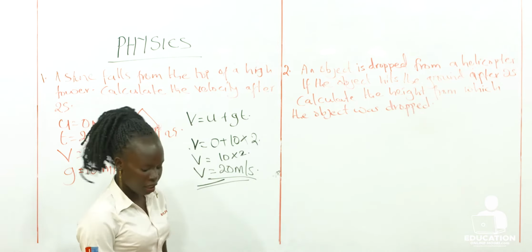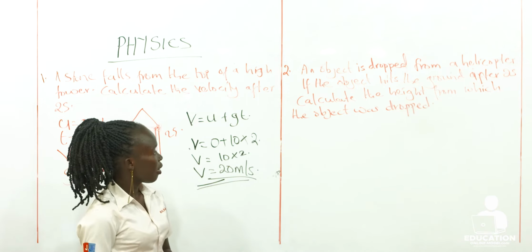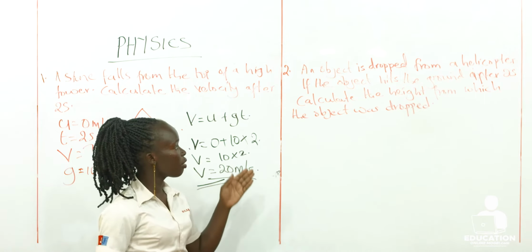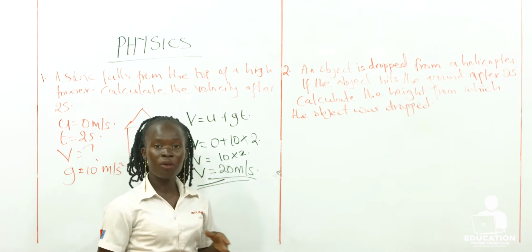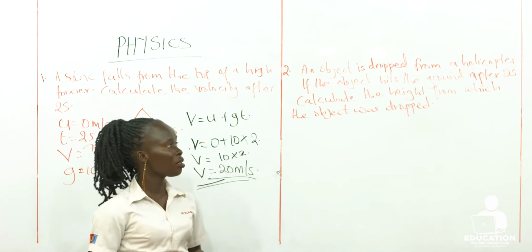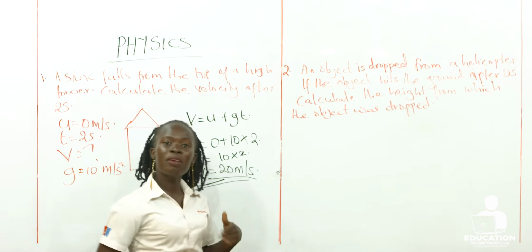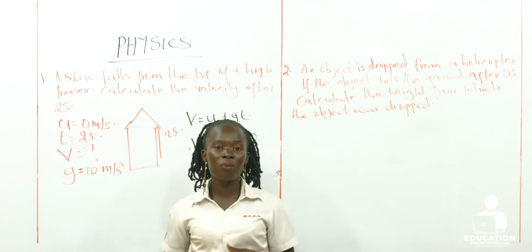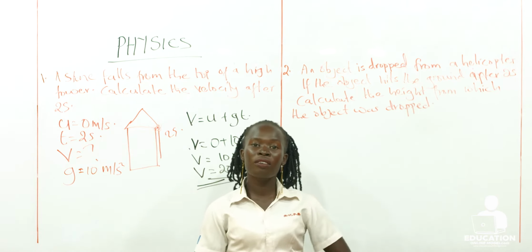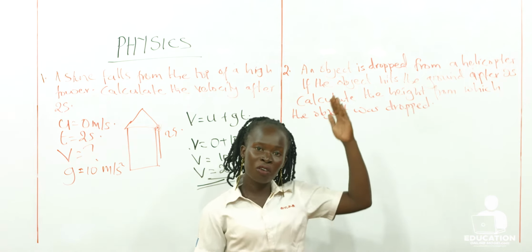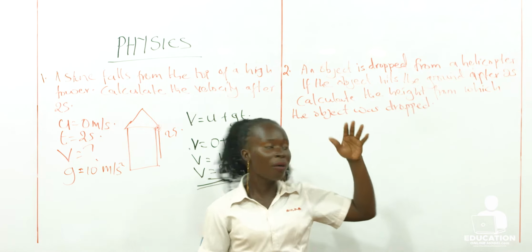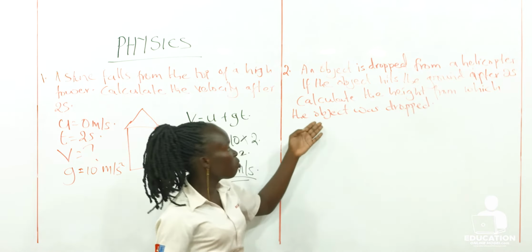So if you look at our question, this time round it's not telling us to get the velocity that the body attained, but we have to get the height from which the object was dropped. That means that we want to find the height of this helicopter from the surface of the earth. How far was the helicopter? Because if you know how far was the helicopter, then you will get to know the height from which the object was dropped.